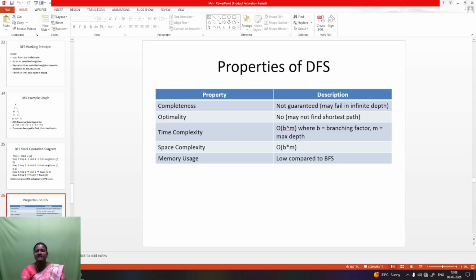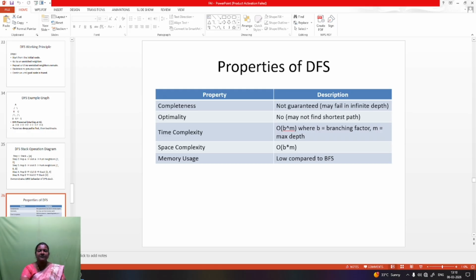Properties of DFS. Property: completeness. Here it is not guaranteed. It may fail in infinite depth. If the tree has an infinite number of nodes, in some cases we may not find the goal node. So we call it an incomplete algorithm. BFS is a complete algorithm, whereas DFS is an incomplete algorithm.